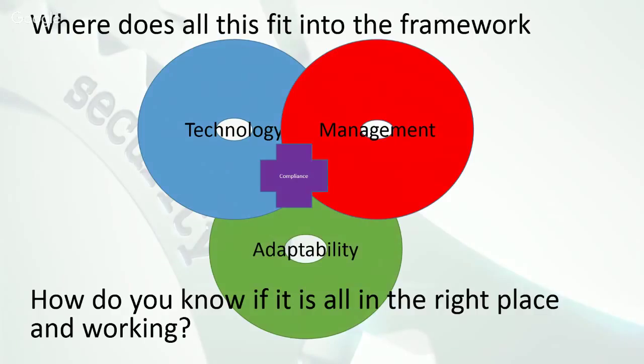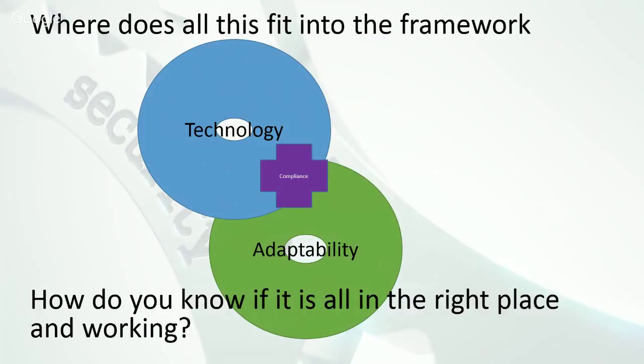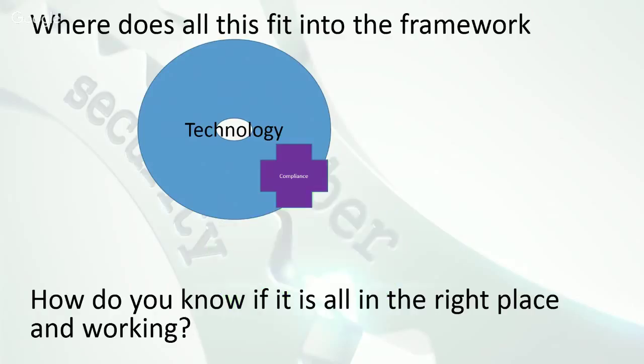So where does all this fit into the framework? As I said, we're looking at the framework which is technology, management, adaptability and compliance. And we need to know that all of this information is in the right place. And all of that technology is working to our benefit to make our business so much more secure. So we don't need those legacy systems. And if we do need the legacy systems, let's go and find another system that works the same way to a level that we can then utilize for our business.